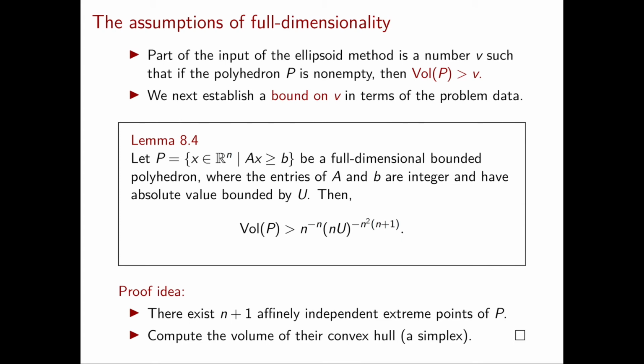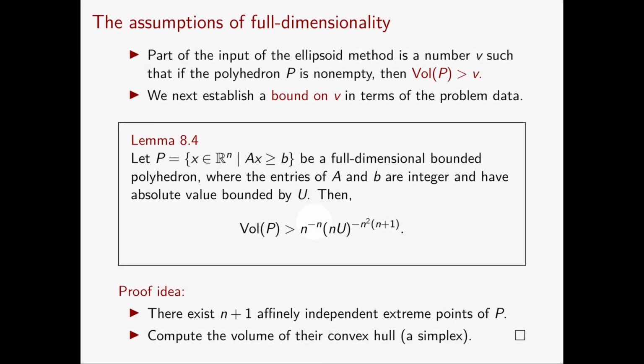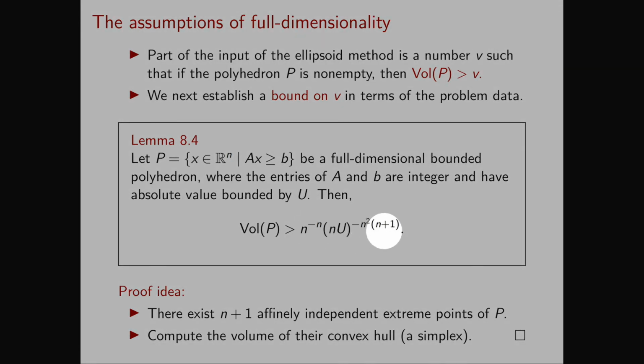The proof of this lemma is actually pretty simple. Since P is full dimensional and bounded, there exist n plus 1 affinely independent extreme points of P. Everything you need to do is to compute the volume of their convex hull. And computing the volume is not too difficult because the convex hull is a simplex. So overall, this lemma 8.4 tells us that if P satisfies the assumptions of the lemma, then we can set V to be equal to this number over here. We're now ready to put all our ingredients together and discuss the complexity of the ellipsoid method.